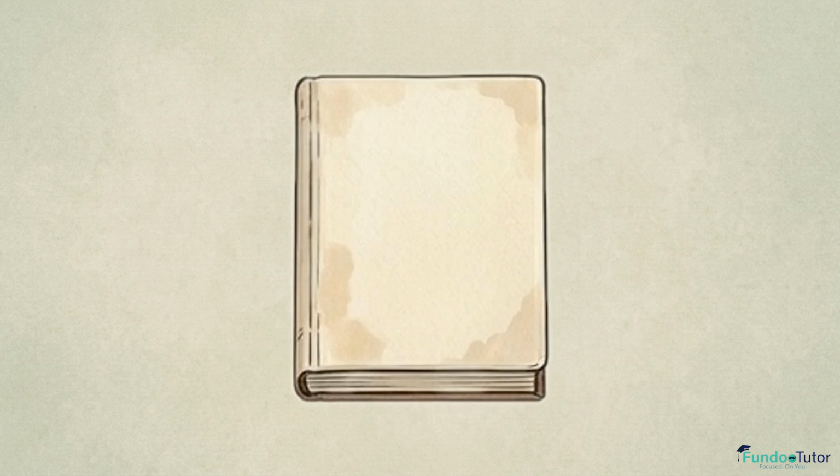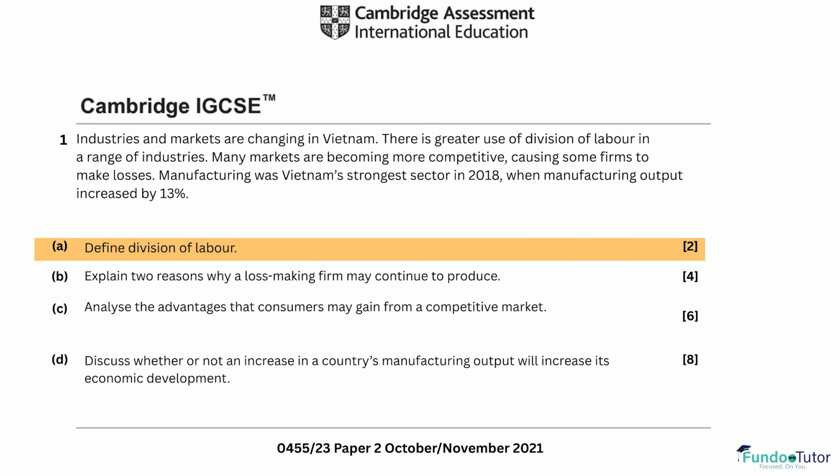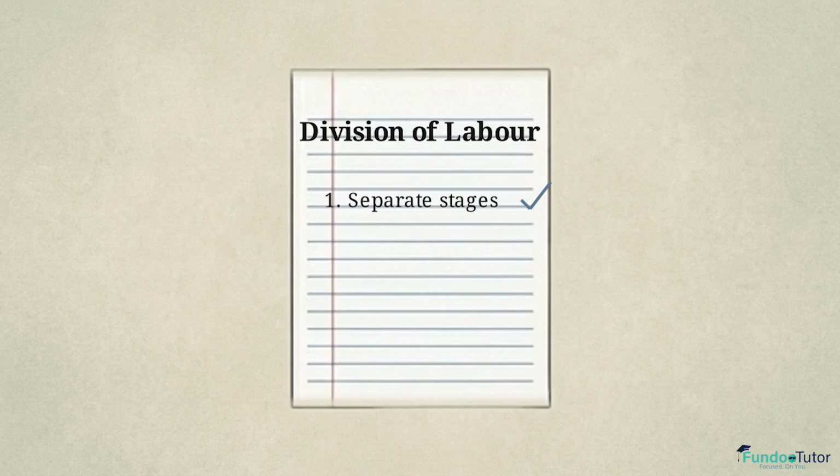If you look closely at how a single firm operates, you'll see that the production process usually splits into separate steps. This is the core of the division of labor. To get full marks on a definition question, Cambridge requires two specific details.